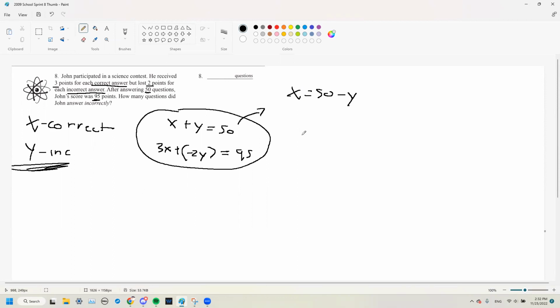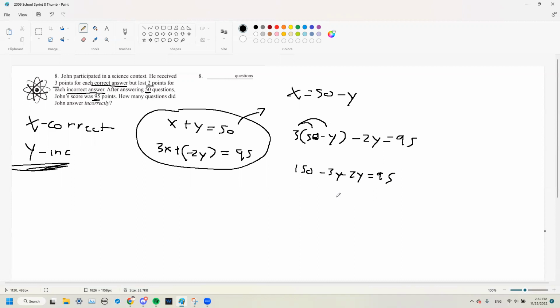Now I'm going to take this and plug it into my second equation. So I'm going to have 3, and we're replacing x, so 50 minus y, minus 2y. Again, the plus negative 2y is the same thing as minus 2y, equals 95. The reason I solved the first equation for x is because when you substitute in for x, that gets rid of it and switches it for y. And since I'm actually solving for y, once I finish this, I'll be done. So we're gonna distribute this first term. I'm gonna have 150 minus 3y minus 2y is equal to 95.